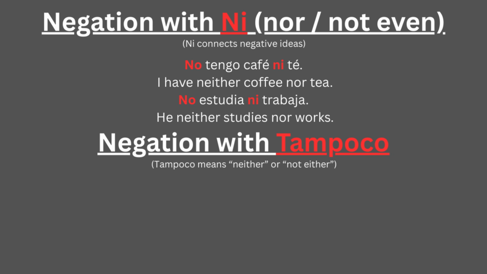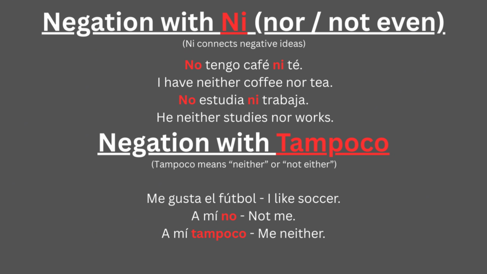Even so, we can negate sentences with the word tampoco, meaning neither or not either. This word is useful after contradicting an affirmative phrase, like me gusta el fútbol. A mí no. A mí tampoco.